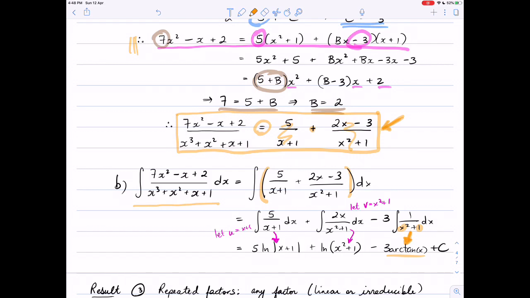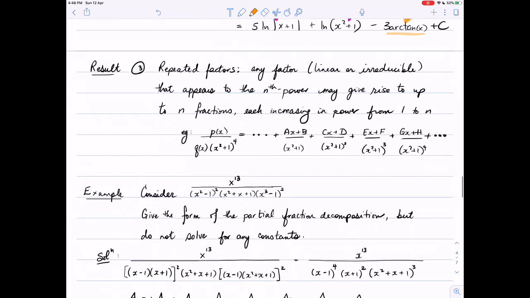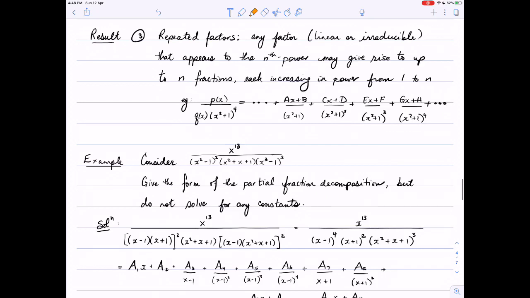Now, at the beginning of the video, I promised you that there would be 3 results about partial fractions that we would be using, and here is the third one. And the third one has to do with repeated factors. So if any factor, whether it's linear or irreducible, in the denominator appears to the nth power, any factor that appears to some power of n may give rise to up to n fractions, right? N different fractions, each increasing in power from 1 to n.